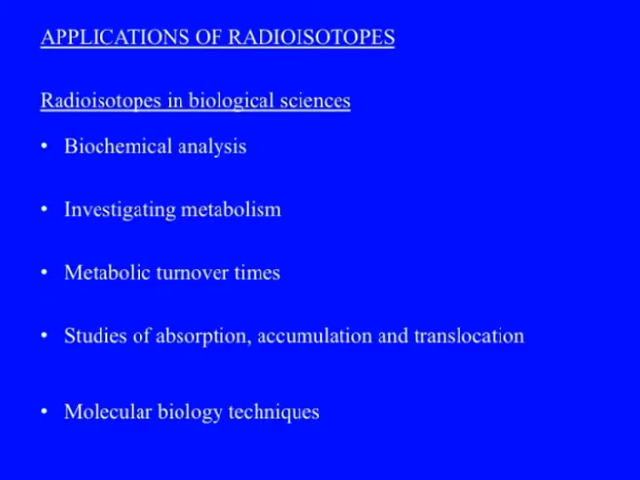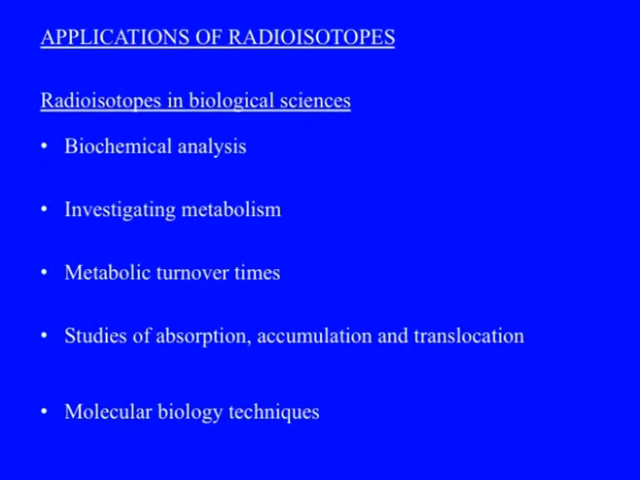Then you can study absorption, accumulation and translocation of a particular analyte. So radioisotopes are frequently used to study the mechanism and rates of absorption, accumulation and translocation of inorganic and organic compounds in both plants and animals. So this is another important application of radioisotopes. In research in molecular biology techniques, radioisotopes are used quite a lot. The use of radioisotopes has been critical, I would say, in the advancement of molecular biology leading to genetic manipulation.